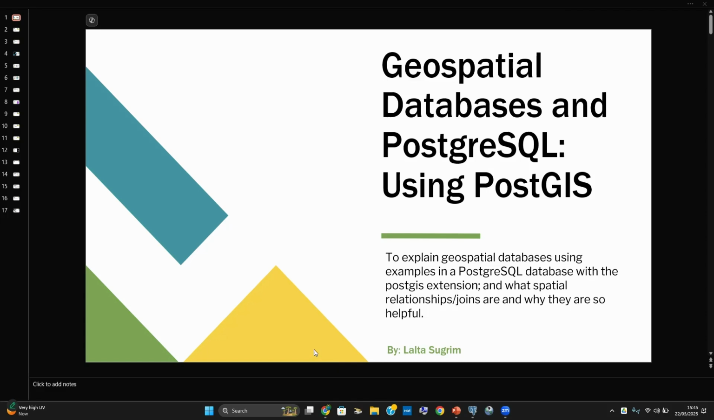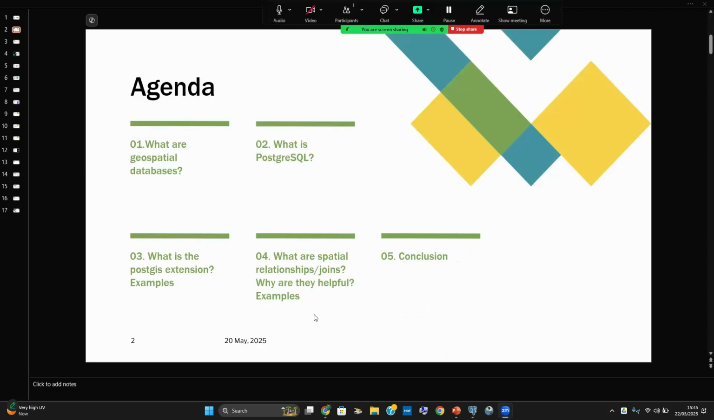So this is the agenda I have outlined for you today. We're going to go right into it, looking at what geospatial databases are, what PostgreSQL is, and what the PostGIS extension is. We're going to do some examples on that, and then we're going to look at spatial relationships and spatial joins, understand why they're helpful, and look at some examples there as well, and then we will conclude. So let's get into it.